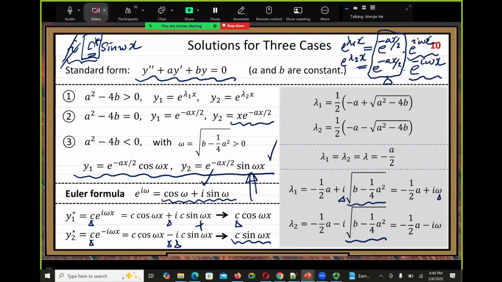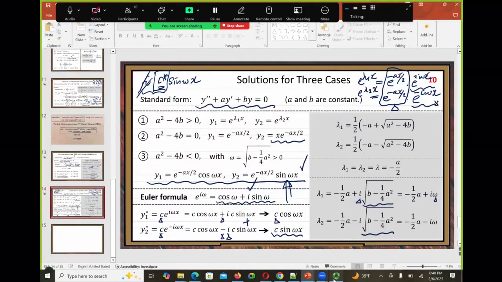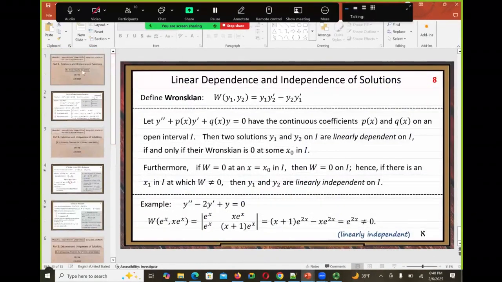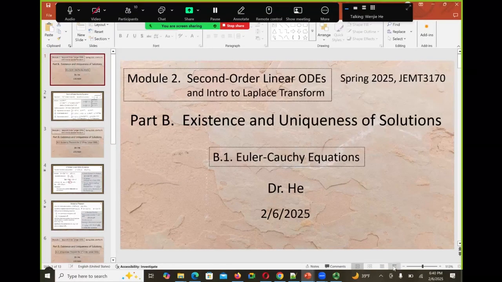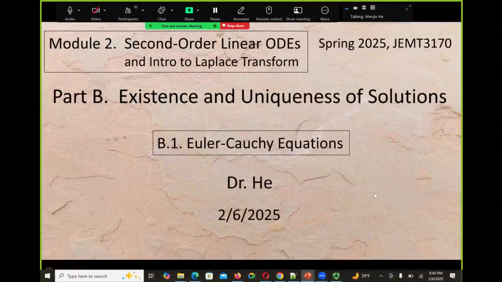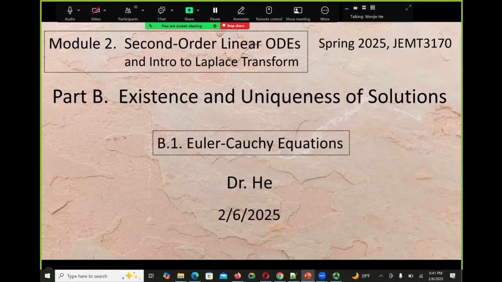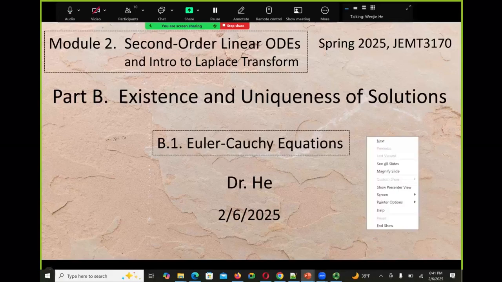All right, let's move to part B. Part B. So we have a big, important task to do: the existence and the uniqueness of solutions. This topic is very abstract. It's not about calculation. It's a theoretical understanding, so it could be a little hard for you.